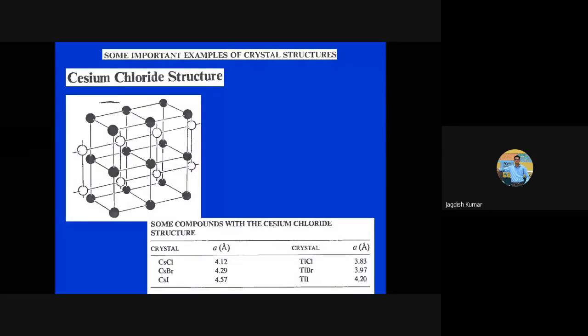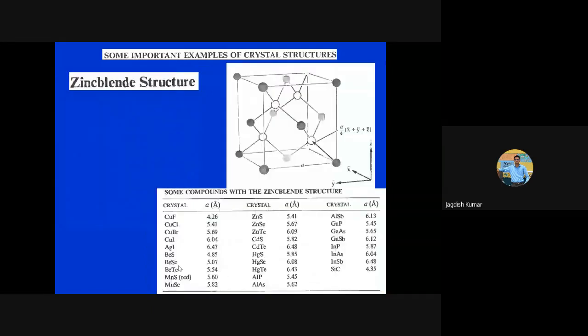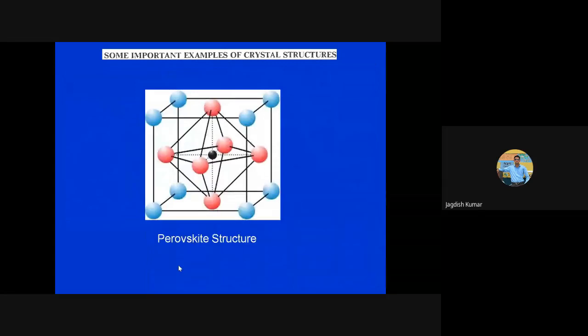For today, the time is over, so I would like to stop here. Tomorrow, we will be talking somewhat more about some new structures. And then we will see how this zinc blende structure compares with the diamond structure. We will be talking of a very interesting structure called the perovskite structure. I give it to you as homework. You look at this structure, or you can even Google it.